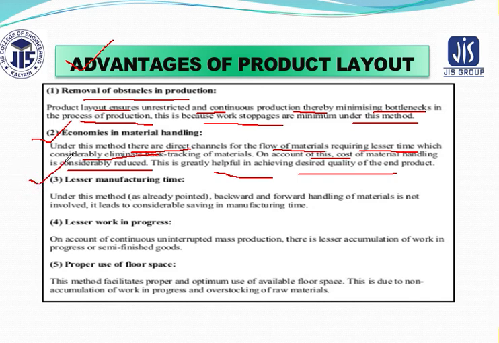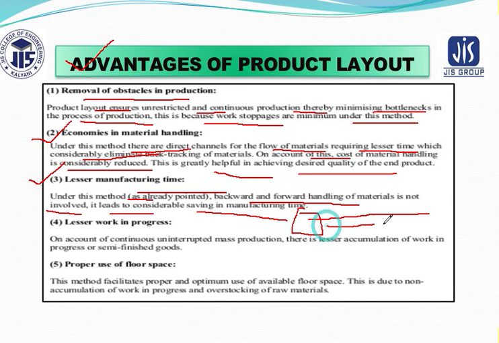Thirdly, it is less manufacturing time. So under this method, as I have already pointed out, backward and forward handling of material is not involved. It leads to considerable saving in the manufacturing time, because you are going in a straight line method. So once you give the raw material, after a sequence of operations, you are getting the final product. Okay. Number 4, lesser work in progress.